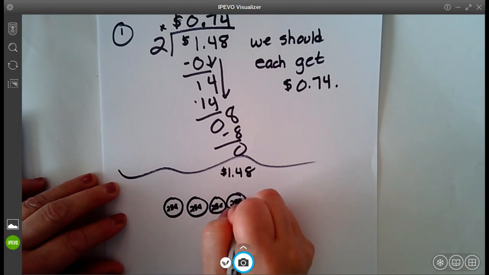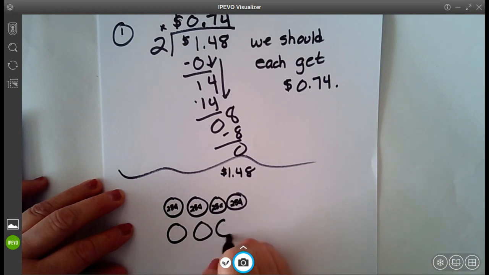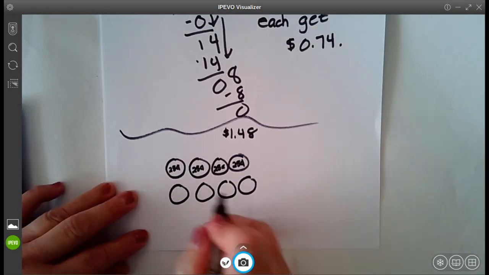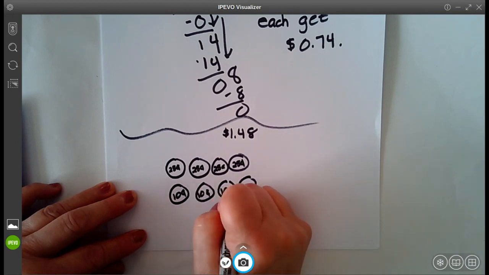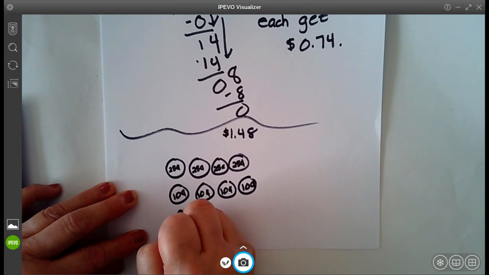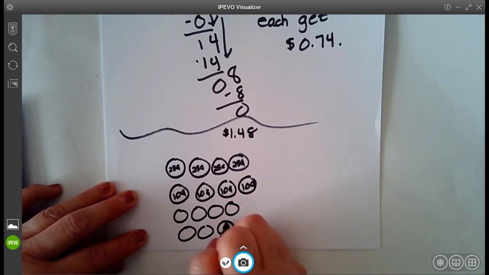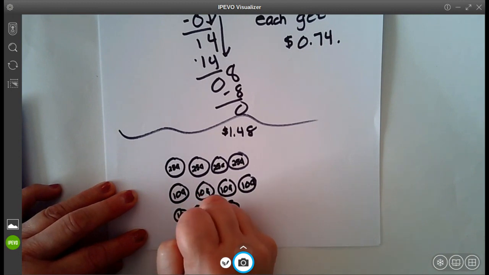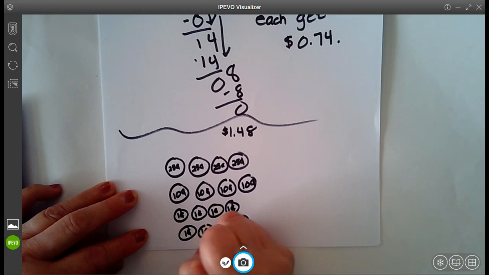That's $1. And then to represent 48 cents, let's do 4 dimes. 10, 10, 10, and 10. And then 8 cents would be 8 pennies. 1, 2, 3, 4, 5, 6, 7, 8. 1 cent, 1 cent, 1 cent, 1 cent.